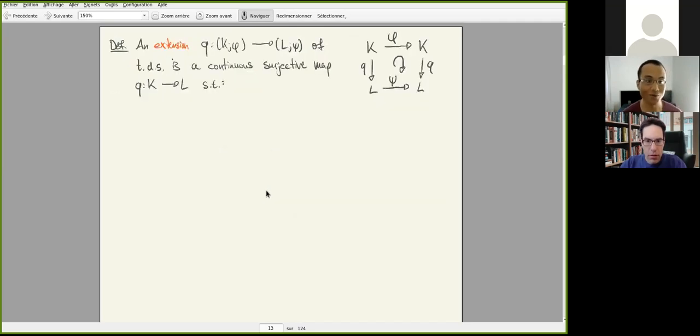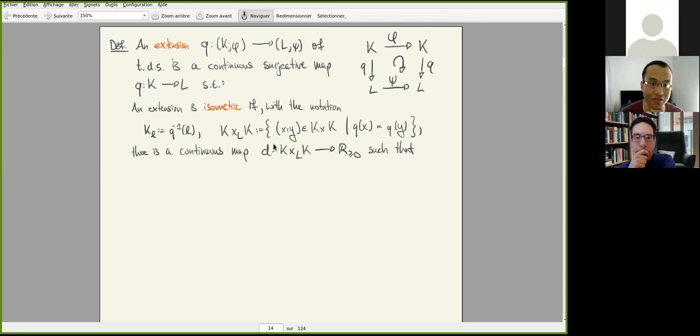This leads us to the notion of extensions. So an extension is just a quotient map of dynamical systems. So we have a continuous surjective map such that the diagram which you would like to commute just commutes. And such an extension is isometric if, and now we would need a tiny bit of notation.